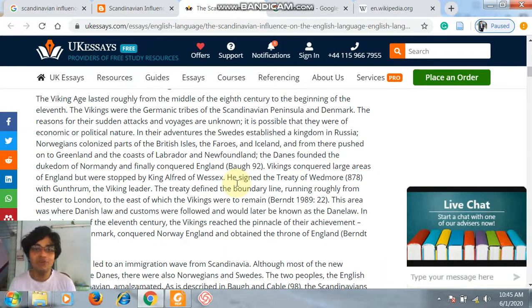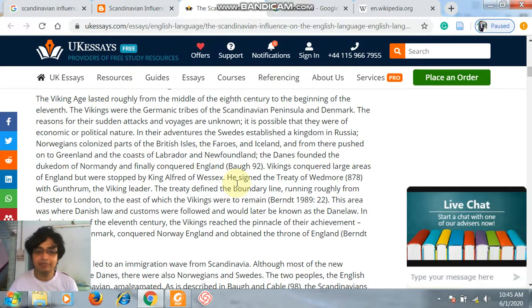So talking about the historical background of the Scandinavian people, they were known as Vikings or pirates. So this particular period is known as the Viking Age. They were also Germanic tribes of the Scandinavian Peninsula, just like the Anglo-Saxons. They invaded Britain and settled in Britain in the late 8th century, around 790. They invaded Britain and they were finally stopped by King Alfred of Wessex.